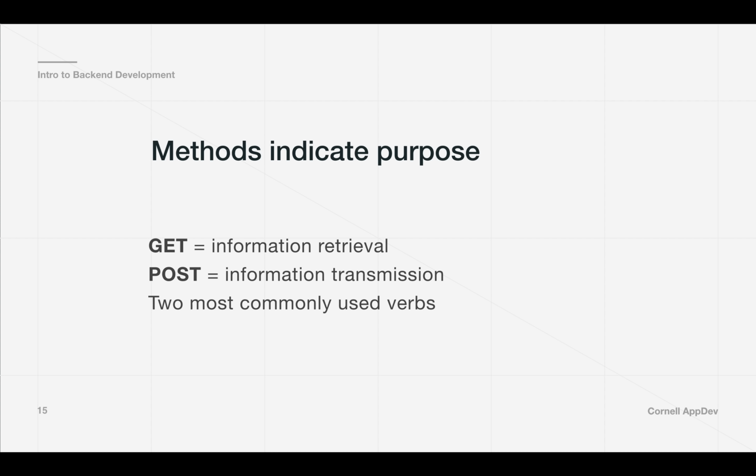Methods indicate purpose. Usually GET is for information retrieval. Every time you search something in your browser, that's sent as a GET request. POST is usually for information transmission, and those are the two most commonly used HTTP verbs. Some of the others are DELETE, which is self-explanatory, for deleting information. There's also PUT and PATCH, but the last two are pretty rarely used.